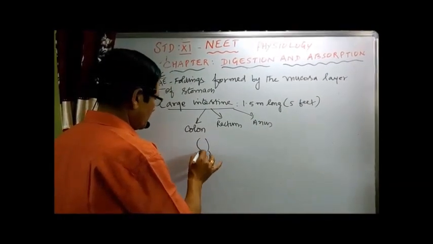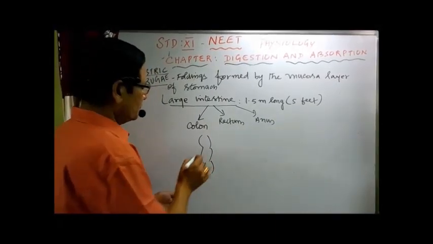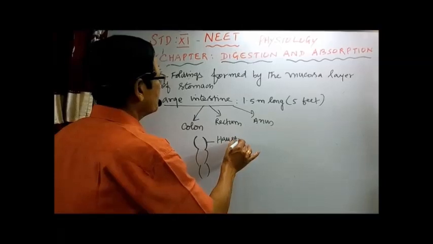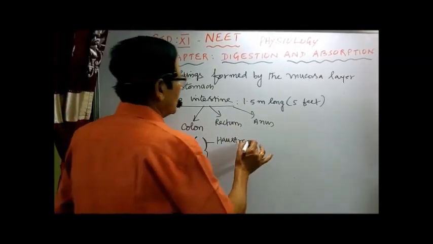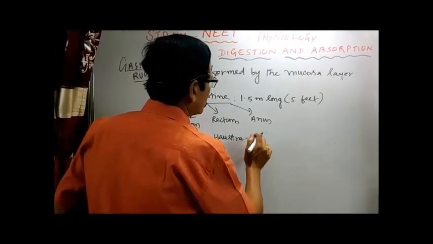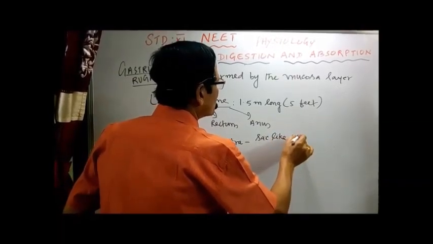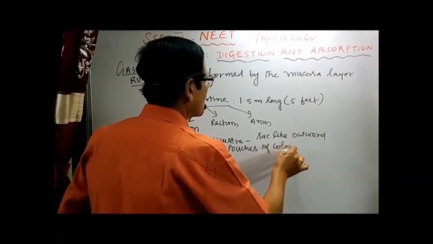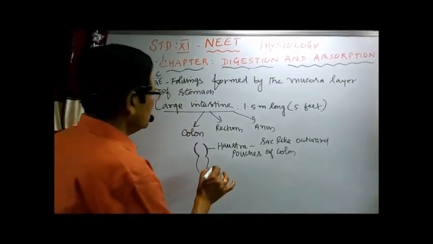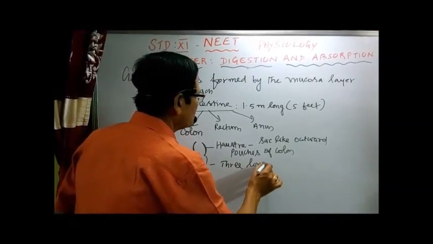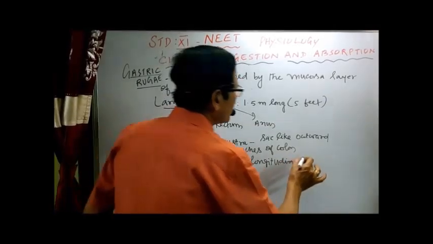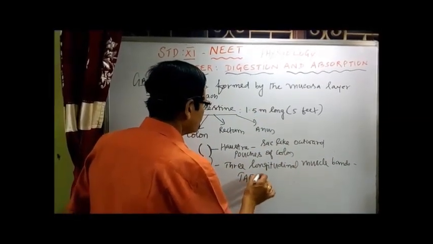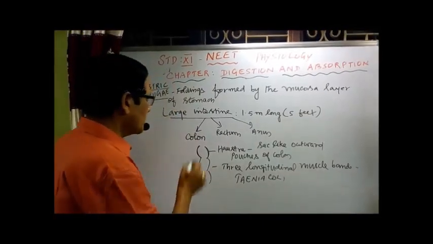Now if you're taking the colon, I studied the different components already. It has sac-like outward pouches called haustra. What are haustra? The sac-like outward pouches of the colon. Now, this colon has three longitudinal muscle bands. These are called teniae coli.